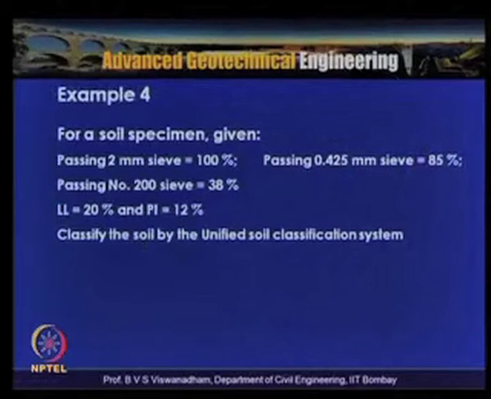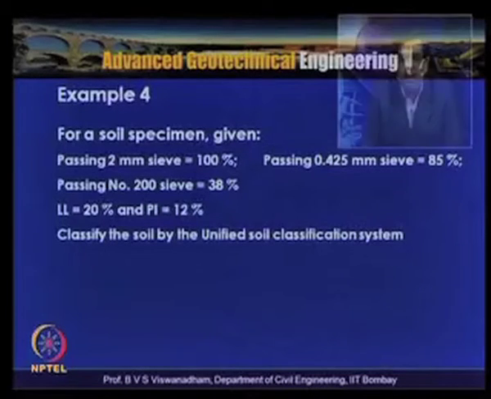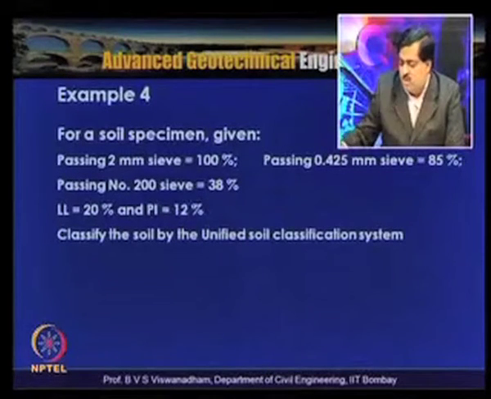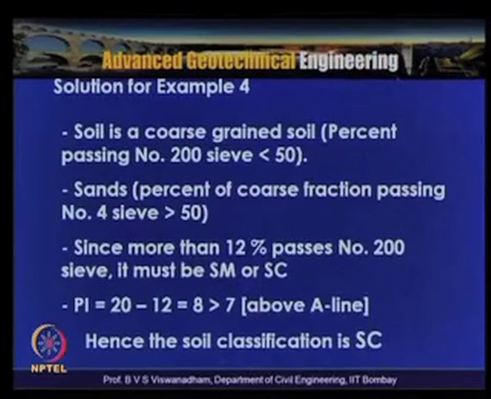In example 4, for a soil specimen, let us say passing the 2 mm sieve is 100%, passing the 0.425 mm sieve is 85%, and passing the number 200 sieve is 38%. The liquid limit is 20% and the plasticity index is 12%. We need to classify the soil by the unified classification system. Based on the data given and what we have discussed, since more than 12% passing the number 200 sieve is SM or SC, and the plasticity index is 7, the soil classification can be worked out as SC.